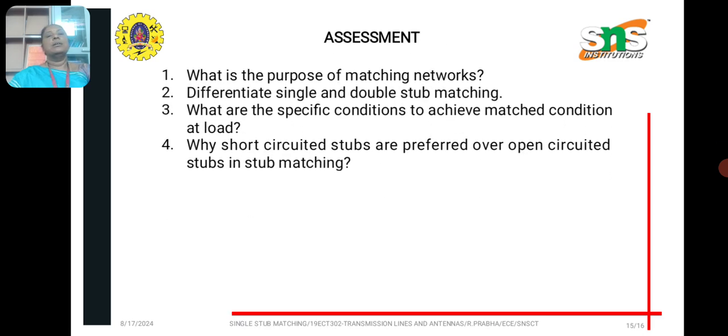Assessment: the purpose of an impedance matching network is to avoid reflections. We know the difference between single and double stub matching: in single stub matching only one stub is used, and in double stub matching two stubs are used. The condition to achieve the matched condition is that the characteristic impedance must be matched to the load impedance. Short circuited stubs are preferred over open circuited stubs in stub matching, as we have seen already.